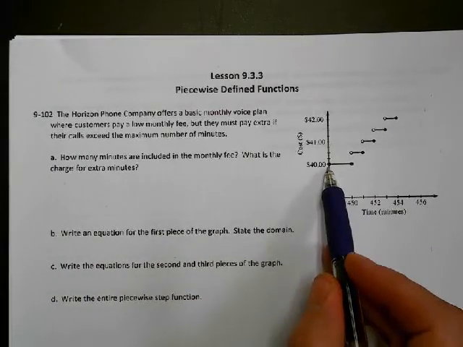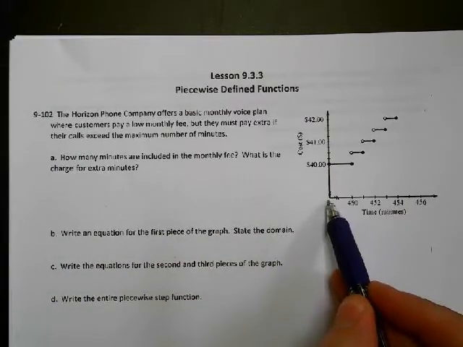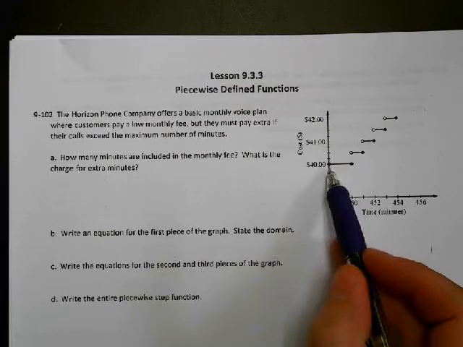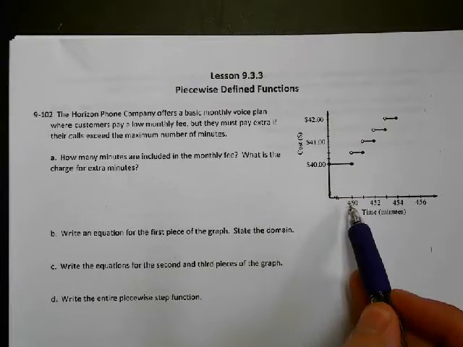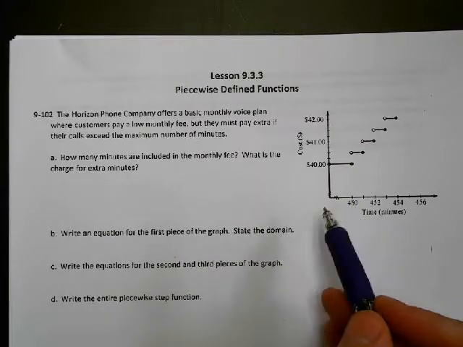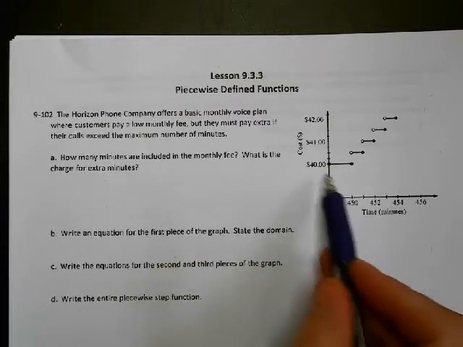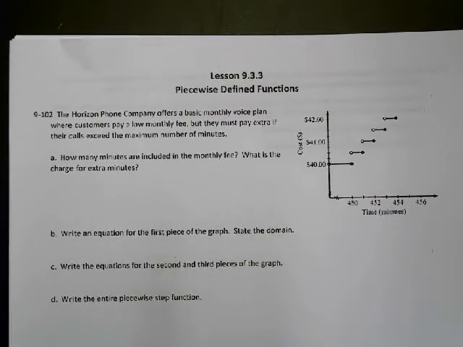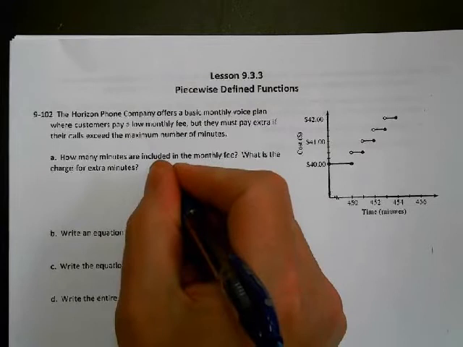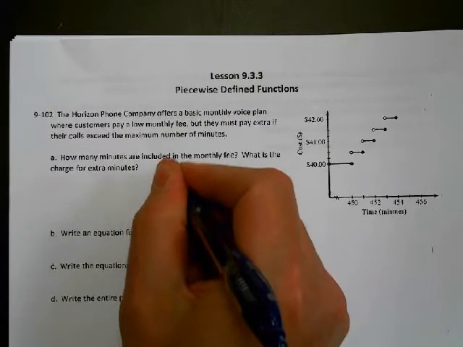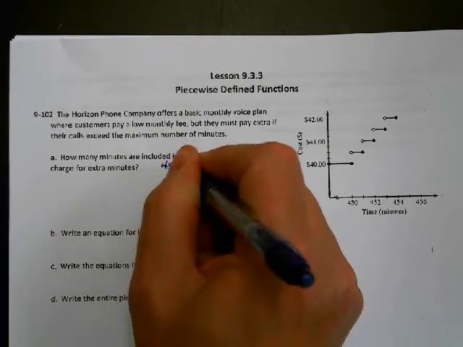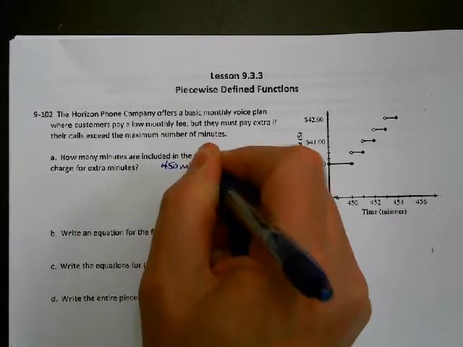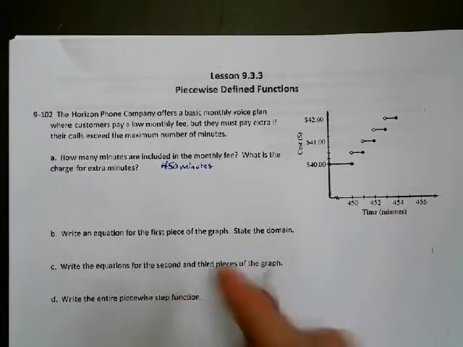Okay, so here we have at $40, it goes from 0 up to 450. So that means the price stays the same until we get to 450 minutes. So that means that 450 minutes are included in that $40 monthly fee. So for the first part, we can say that 450 minutes are included in that fee.